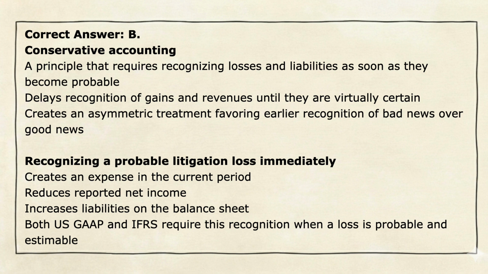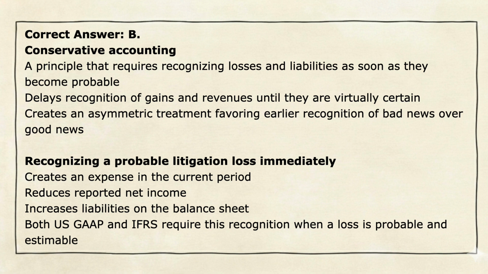Correct answer, B. Conservative accounting is a way of doing business where you're expected to acknowledge losses and debts as soon as they seem likely. This means you might not see gains and income until they're almost certain to happen. It can make it seem like you're more likely to face bad news than good news.